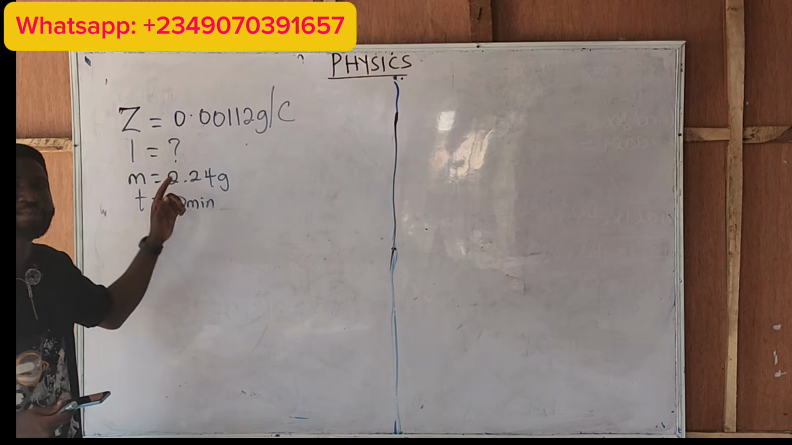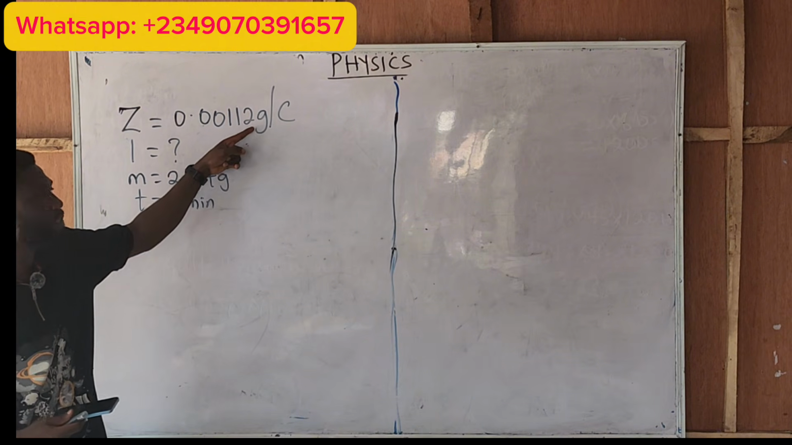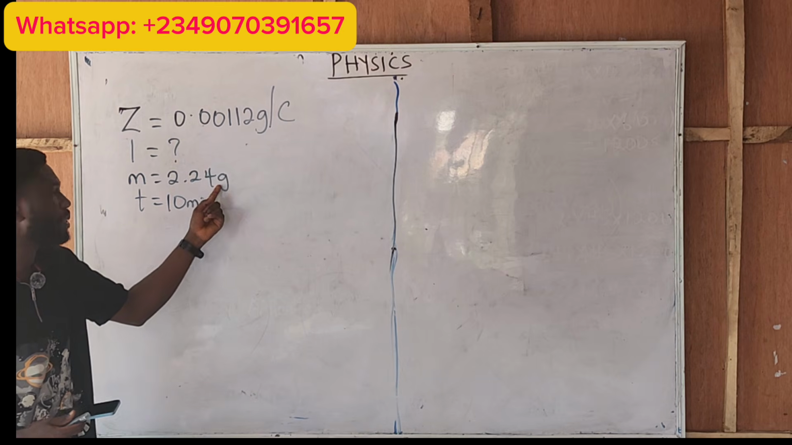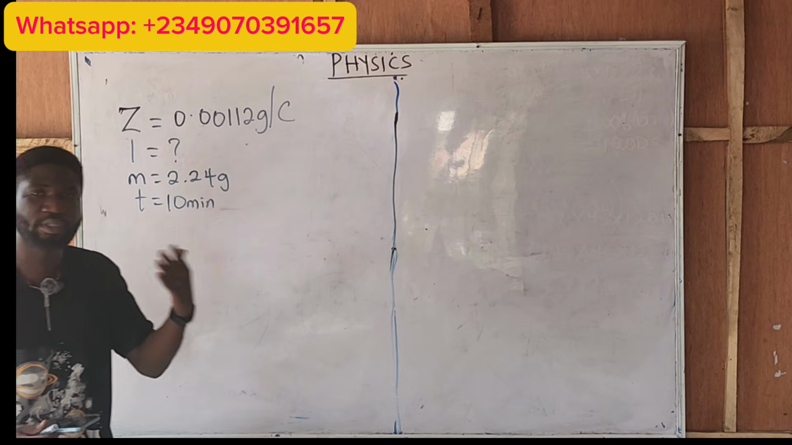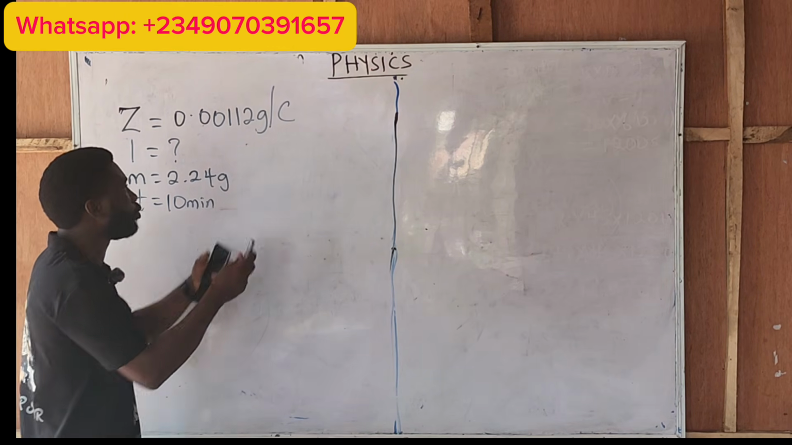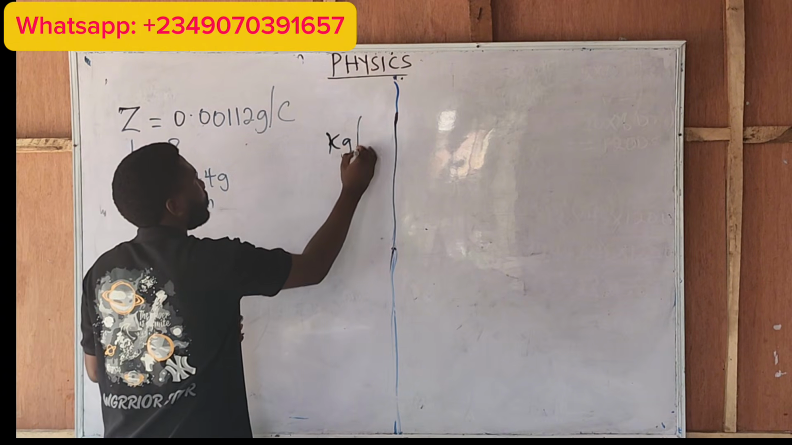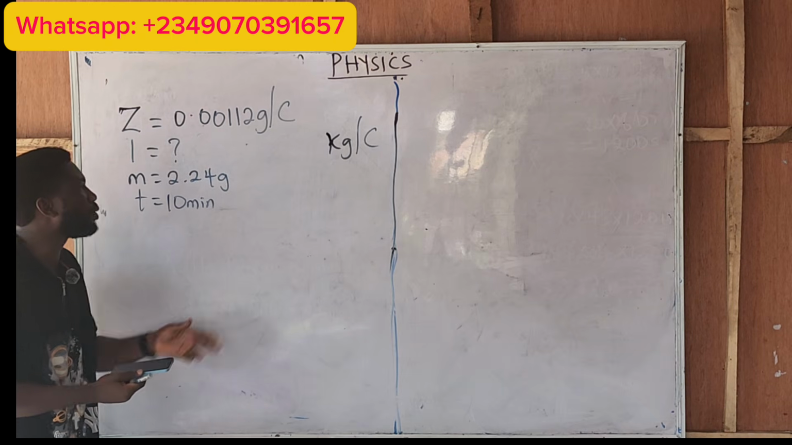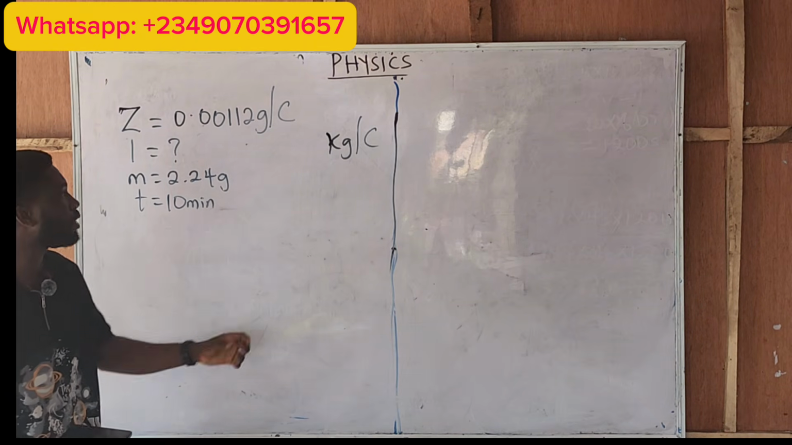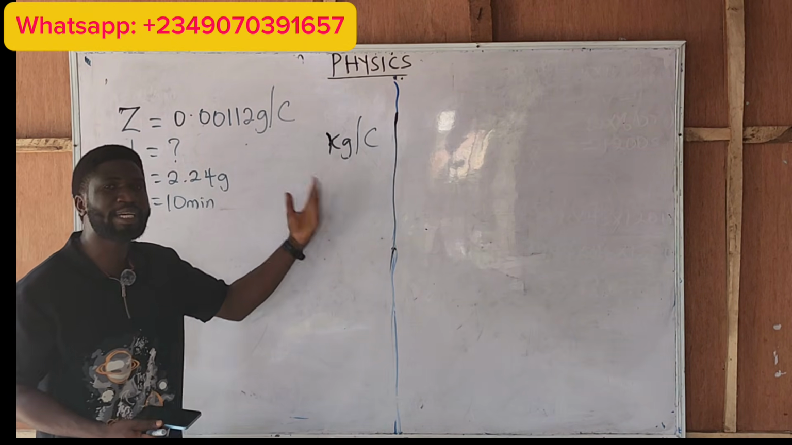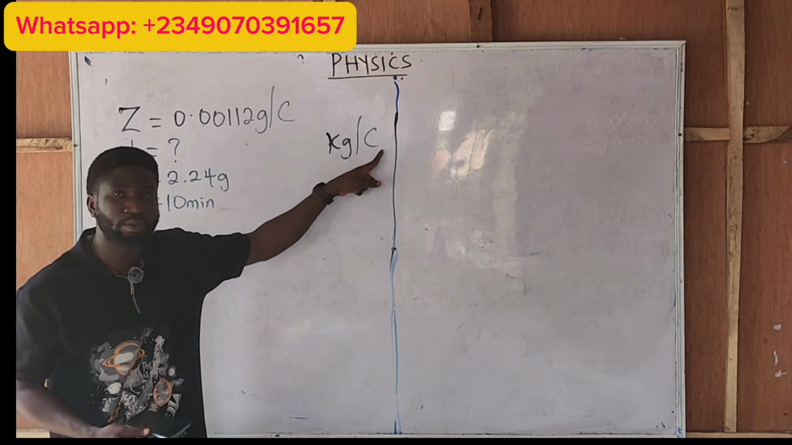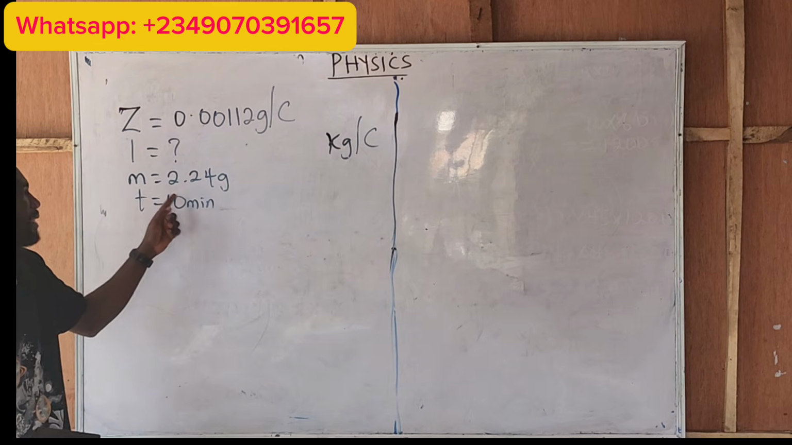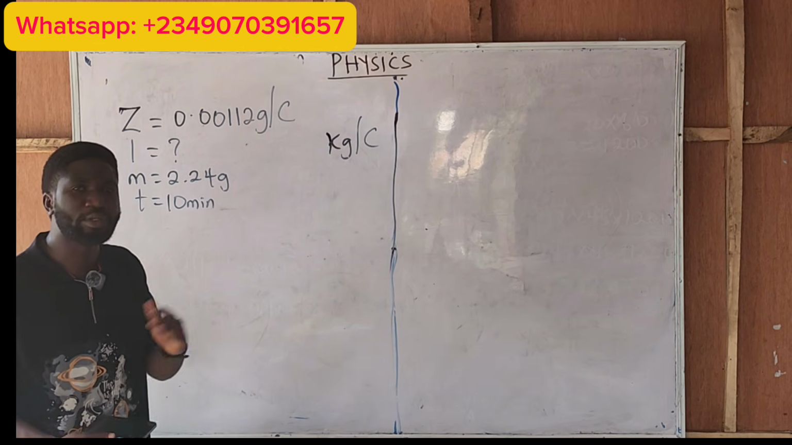The mass is meant to be in kilogram, but because the constant value that we have here, the electrochemical equivalent, is in gram, we have to leave the mass in gram. You don't need to change it to kilogram. Let's say we had Z in kilogram per coulomb and the mass given in gram, then we would have to change the gram to kilogram. But here we have it in gram per coulomb, so please take note: leave the mass in gram.